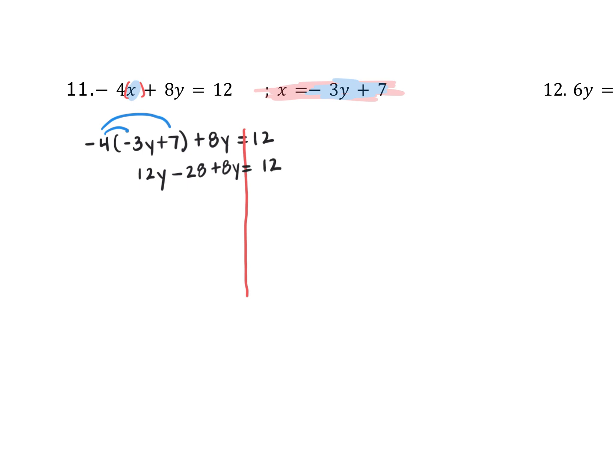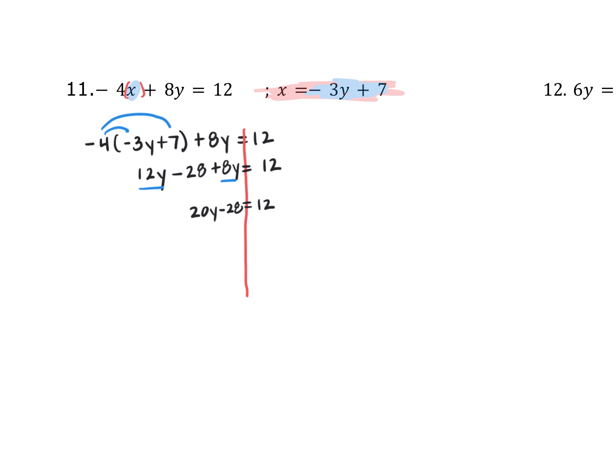Okay, from there, I see that I have two y's. I have 12y here and 8y here. So I'm going to combine those. So 12y plus 8y is going to give me a 20y. I still have minus 28. And I have equals 12.